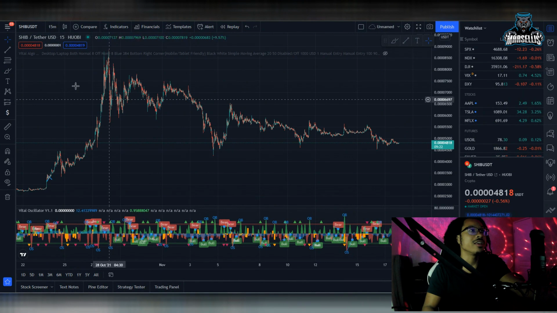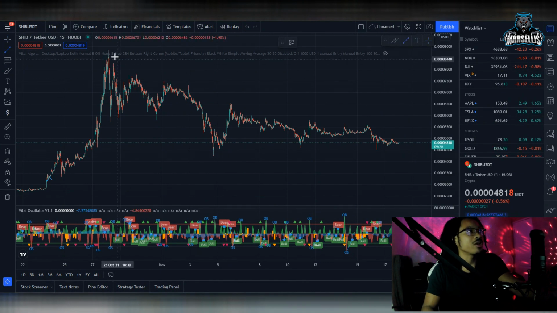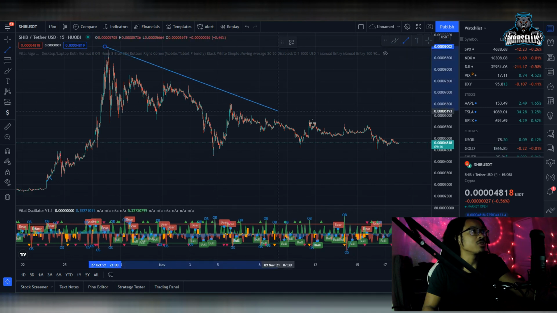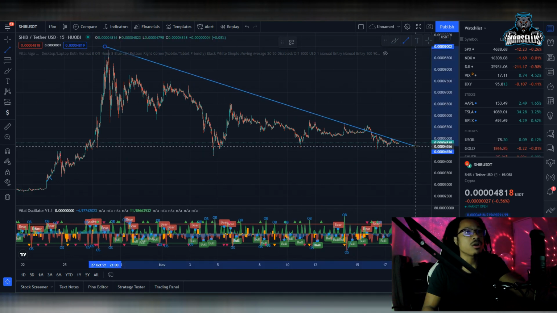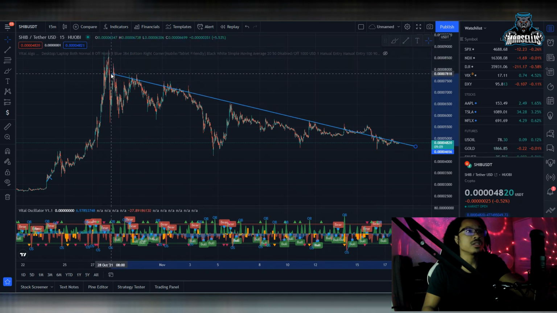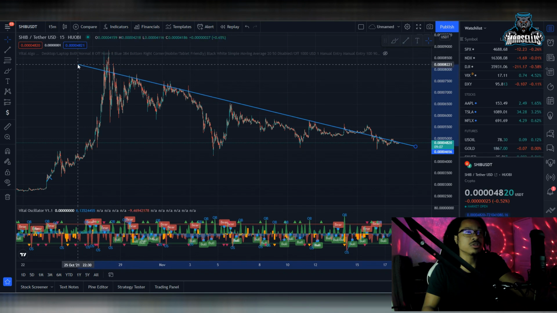If I take off these indicators, the Vital Algo technical indicators, let me go ahead and draw this out for you all here. So you can pretty much see that we are going down here on a descending triangle. This is just something that we all knew was going to happen.